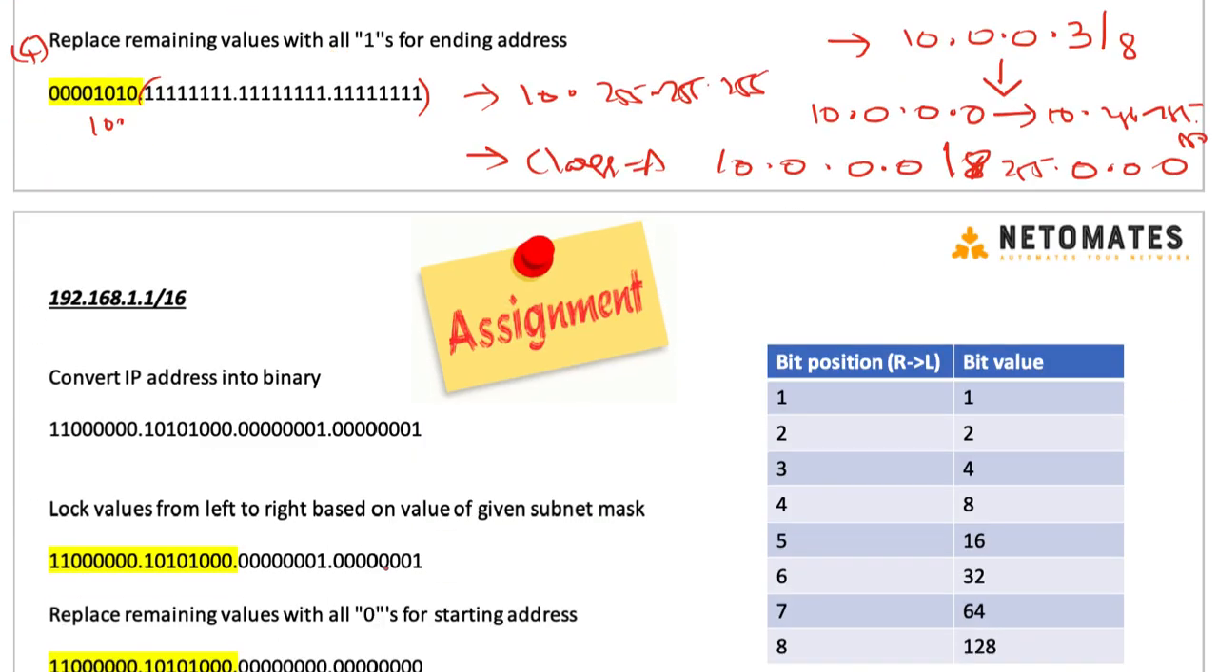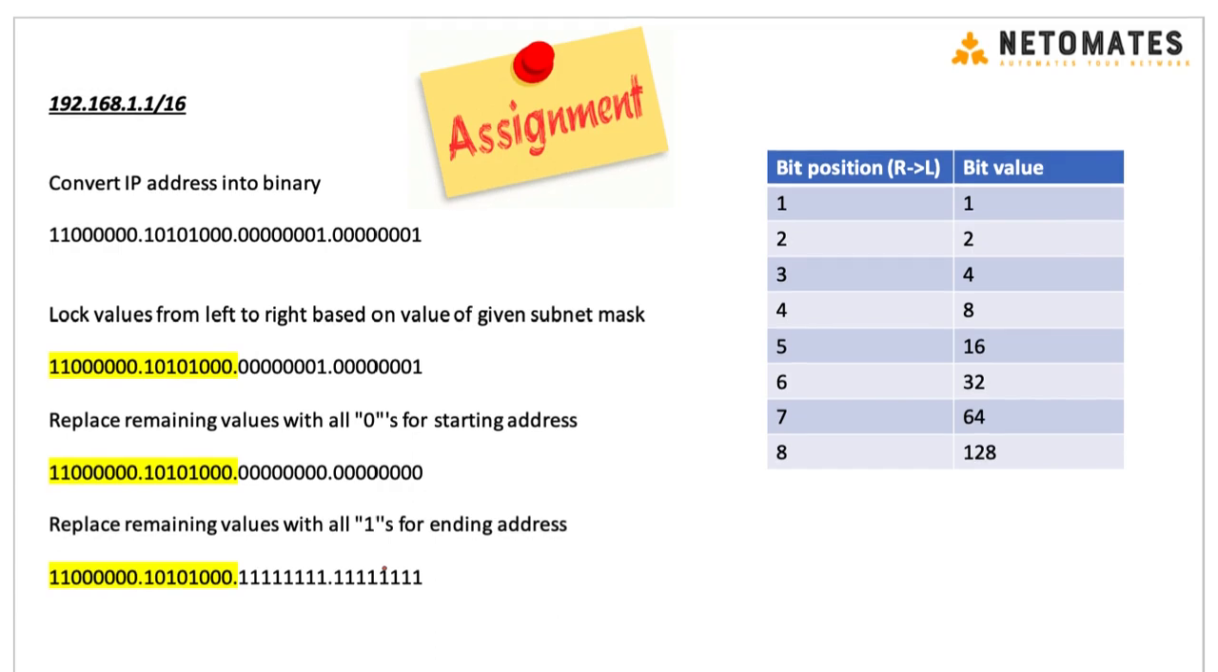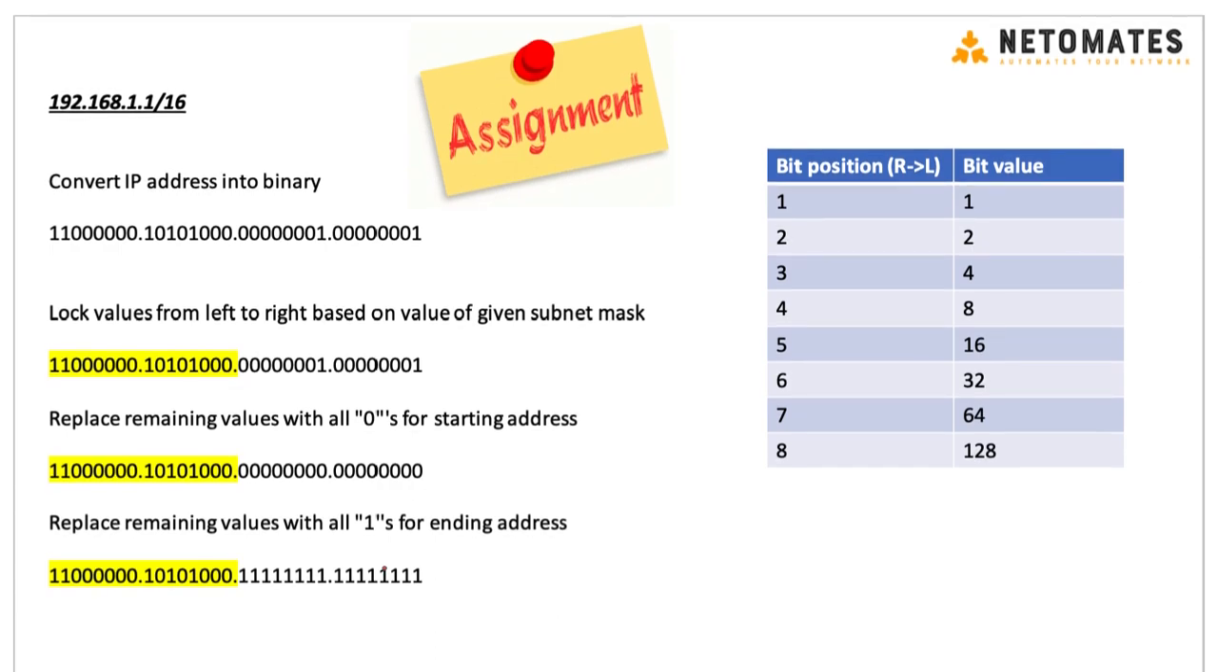Let's look at another example. Here we took 192.168.1.1/16. Another way to represent the same thing is, instead of 16, you can write 255.255.0.0, because if you take 16 bits, the first octet will have 8 bits all ones, and the second octet also will have 8 bits all ones, so you get 255 and 255.